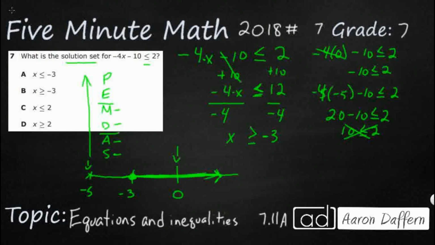So remember, when you divide or multiply by a negative, you flip the inequality. The answer here is B.